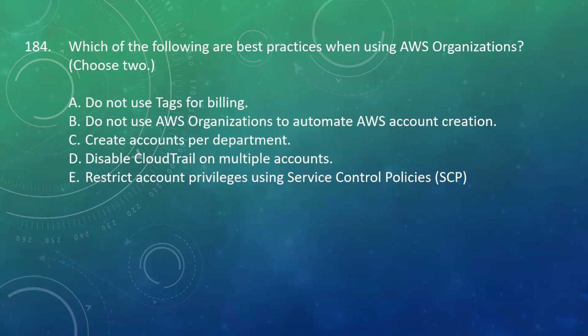Two of the best practices when using AWS Organizations are to create accounts per department and restrict account privileges using service control policies. Creating accounts per department allows you to organize your AWS resources based on your organizational structure and manage them more effectively. It provides a clear separation of resources and responsibilities, which can help with cost management and resource allocation.